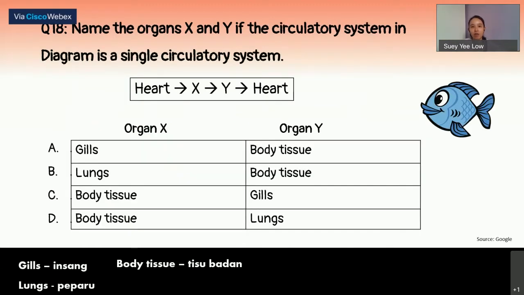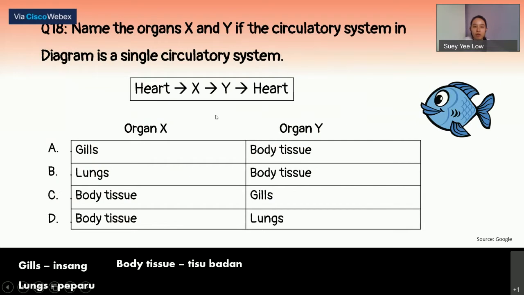Name the organ X and organ Y if the circulatory system in the diagram is a single circulatory system. So who will be the one with a single circulatory system? The fish, right? So for organ X, it is from the heart to organ X and directly to Y, then go back to your heart. Okay, a fish probably wouldn't have a lung, so we cross out B and D. So we are left with only A and C. So which comes first, gill or body tissue?